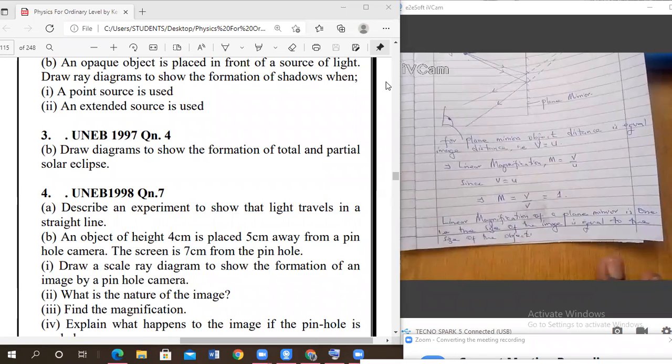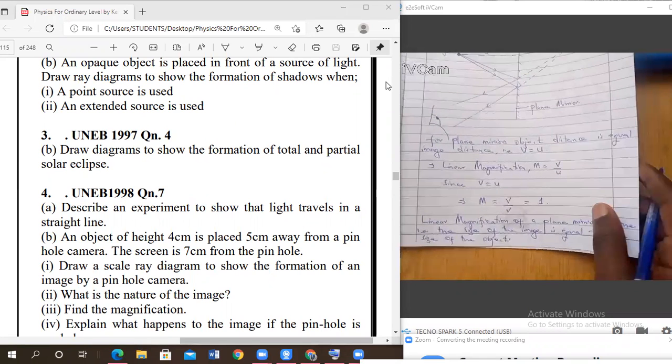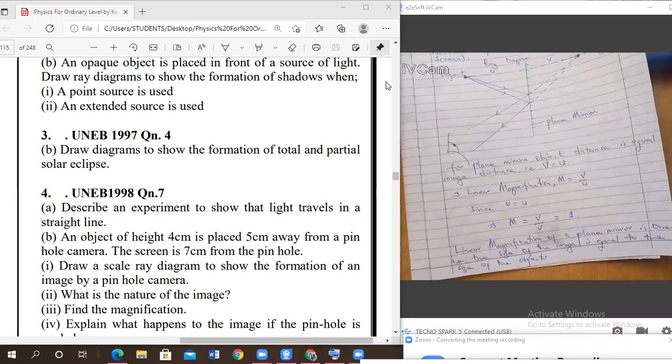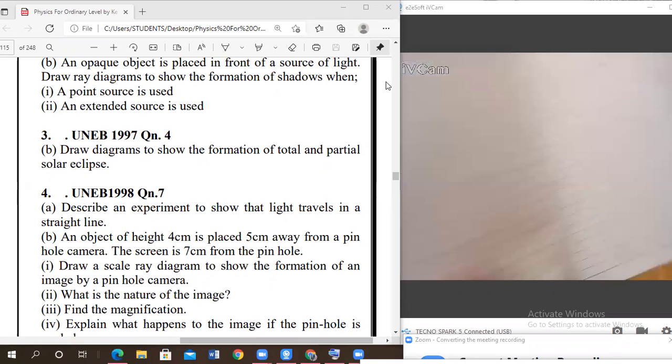Are you together? Yes. Yes. Members. Yes, teacher.